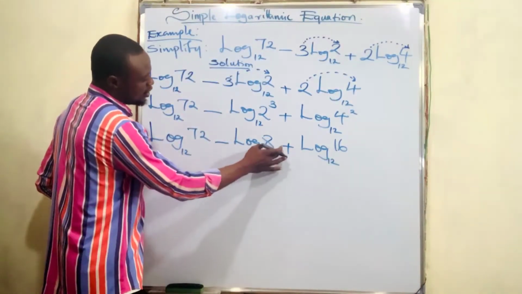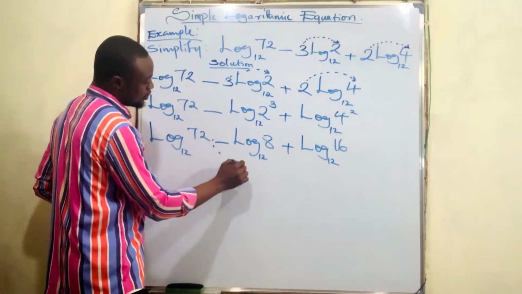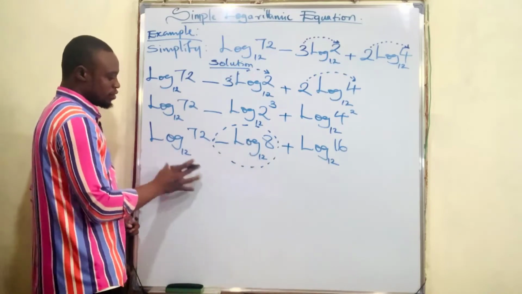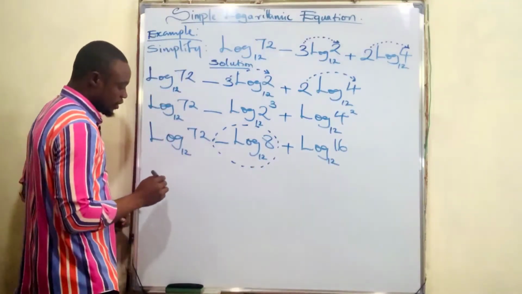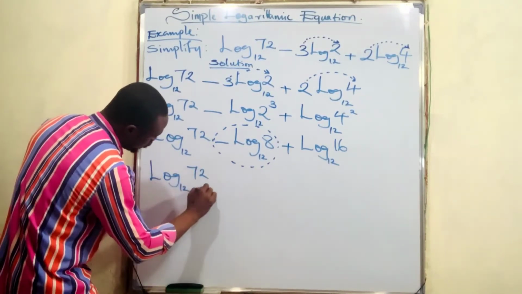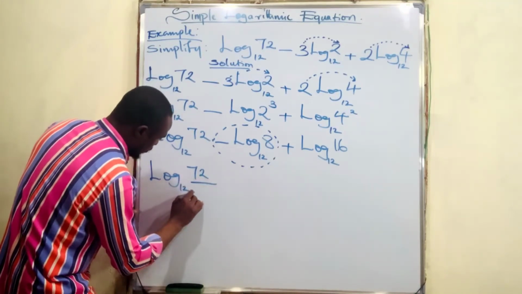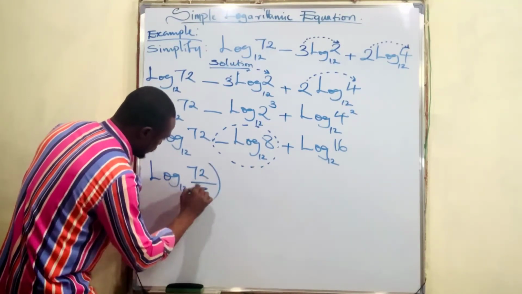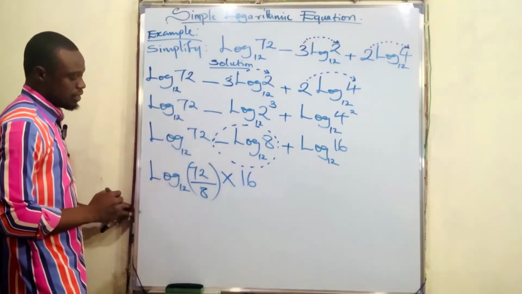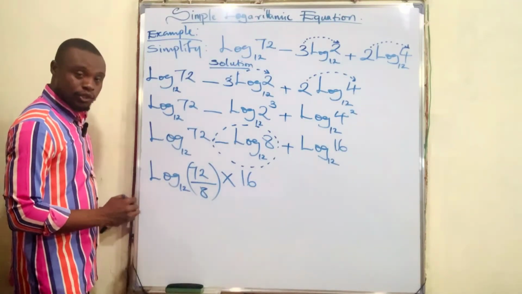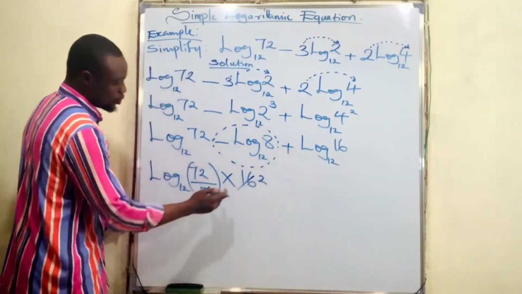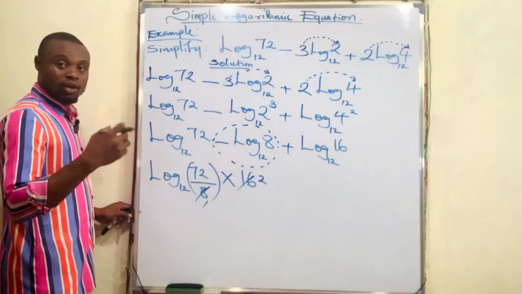Now because this minus has to do with this particular log, this minus generally is for this log, right? So this will now divide this, and this is going to multiply all of them. So we now have log 72 base 12 divided by 8 in bracket, then times 16. All right, so 8 divided by 8 here is 1, and 16 divided by 8 is 2. So 2 multiplied by 72 is 144.